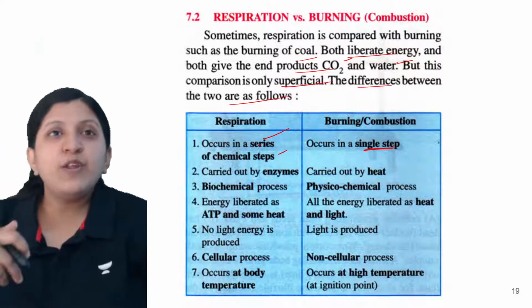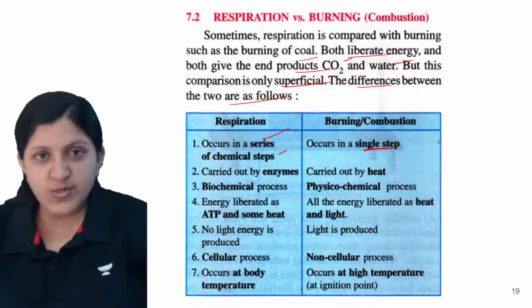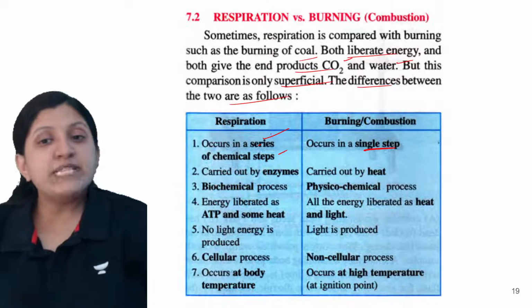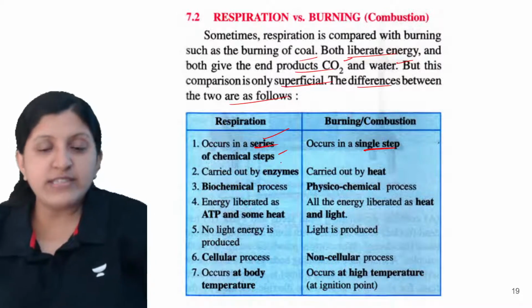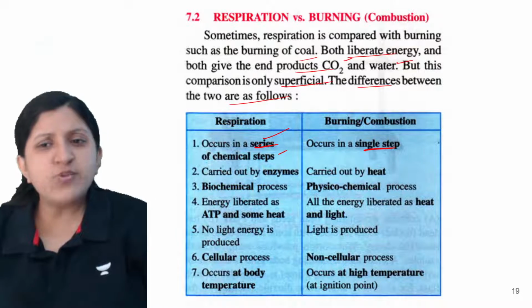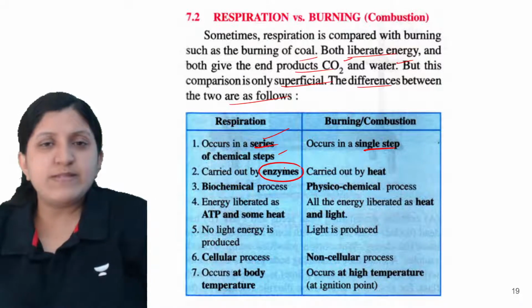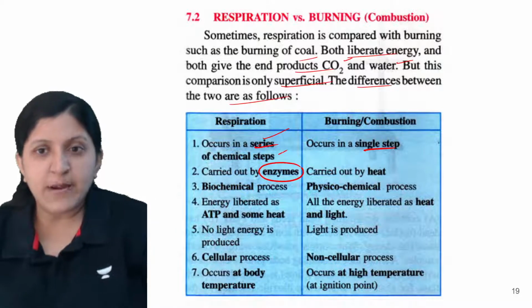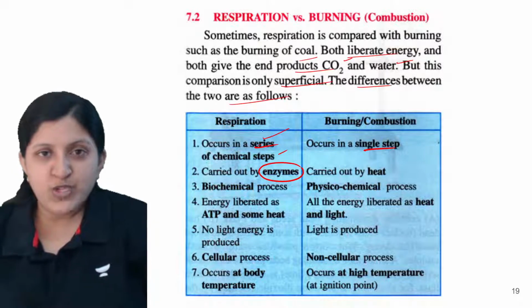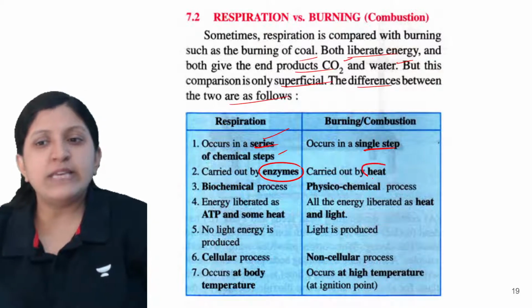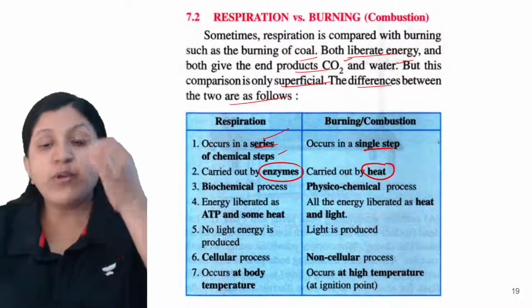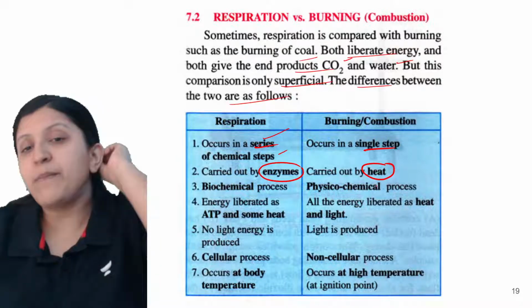So other than that, you can also see there is an electron transport chain which can occur. That means many more steps are required here in the respiration. This one is done by the enzyme since it is related to the organic compound. So enzymes are going to play a role there. Here it is only the heat. Okay. Then biochemical process, physicochemical process.